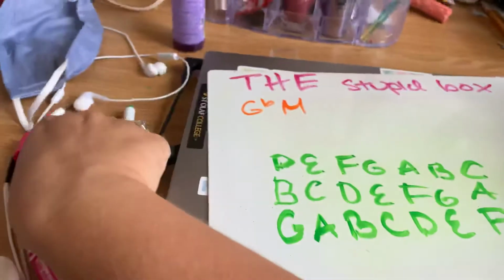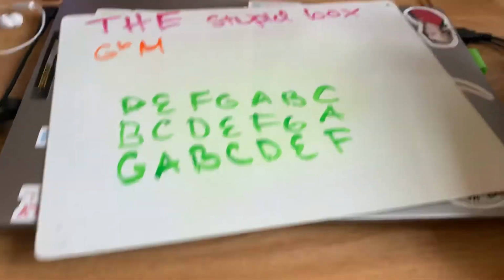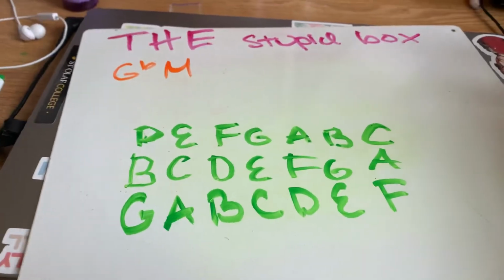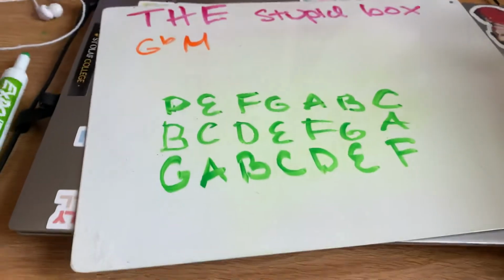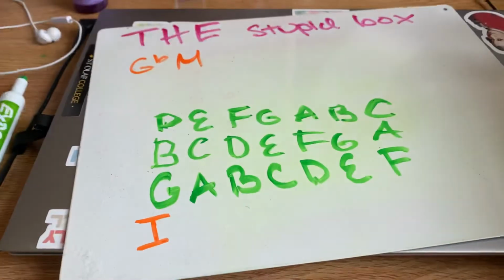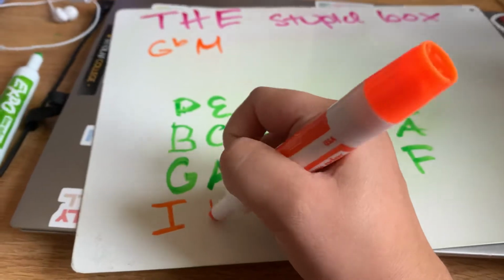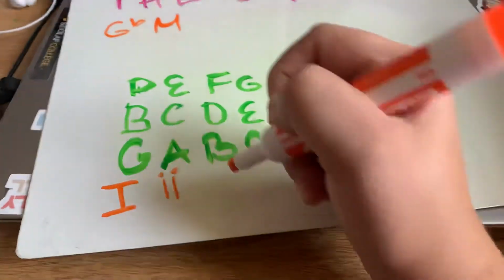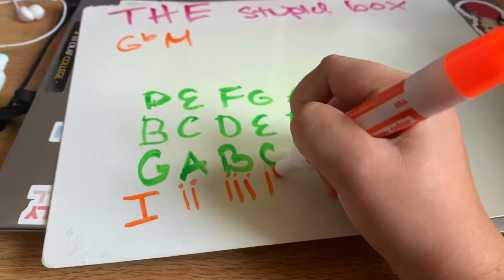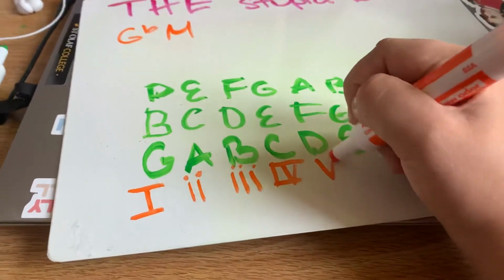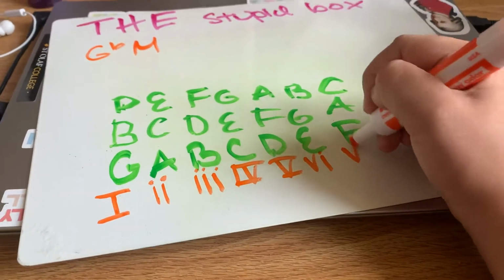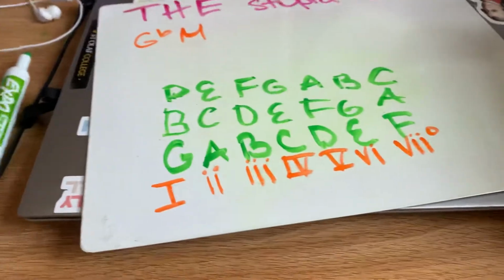Now we're going to come down below and write our Roman numerals, okay? What we have created here are all the chords in G flat major without the accidentals. So we're going to write in an uppercase 1 because that's a major 1, a minor 2, minor 3, major 4, major 5, minor 6, diminished 7th, right?